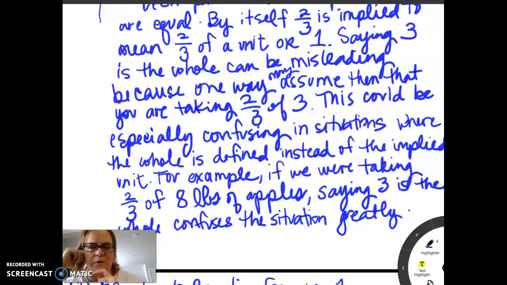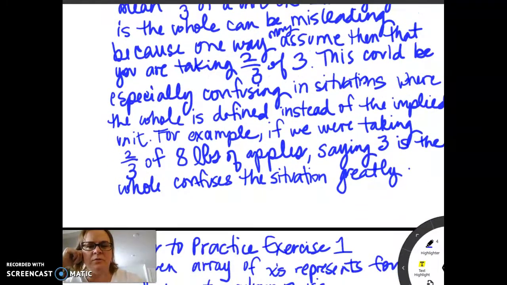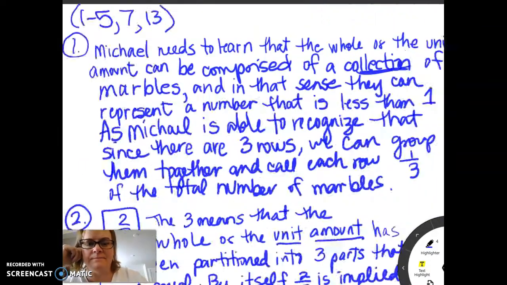So here's an example of what I'm talking about. If we're taking 2/3 of, say, 8 pounds of apples, saying that 3 is the whole is really confusing the situation greatly. So what we want to say is that we have 2 groups of 1/3, and we're going to look at how much that amount is of the 8 total pounds that we have.